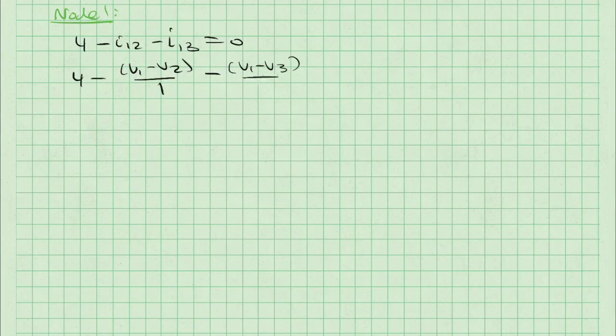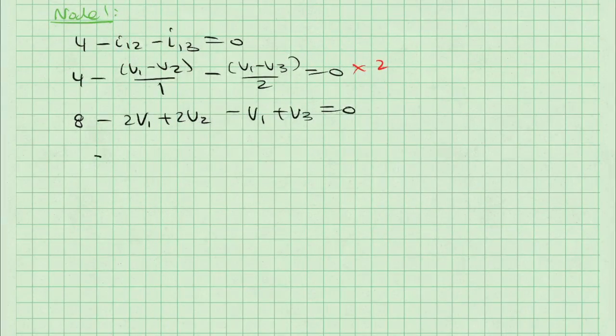Step 2 is to apply KCL. At node 1 I have 4 amps coming in, I have I1 to 2 going out, and I1 to 3 going out. Using the Ohm's law expressions, I get 4 minus (V1 minus V2) over 1 minus (V1 minus V3) over 2 equals 0. Simplifying by multiplying by 2 and collecting the terms, I get 3V1 minus 2V2 minus V3 equals 8. This will be my equation 1. I have 2 more equations to go.